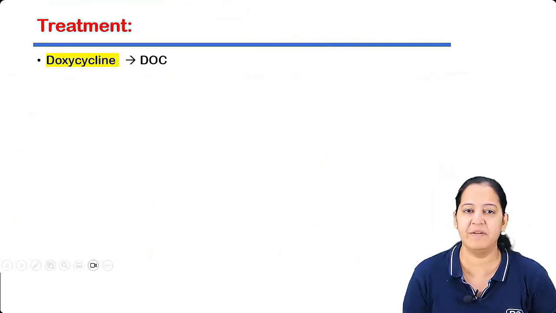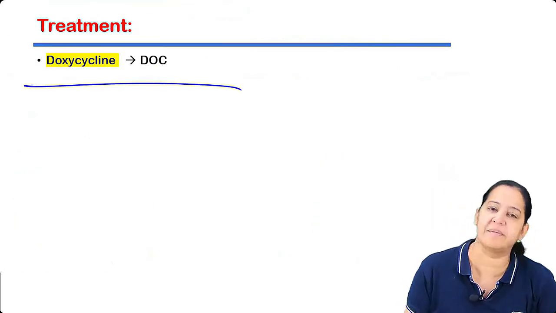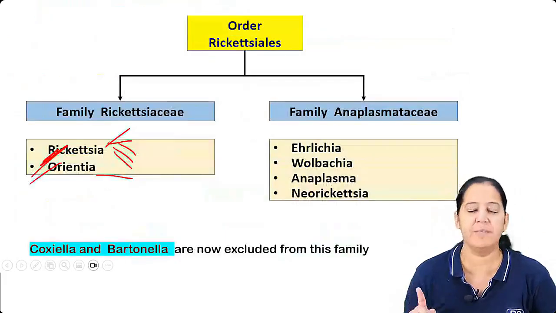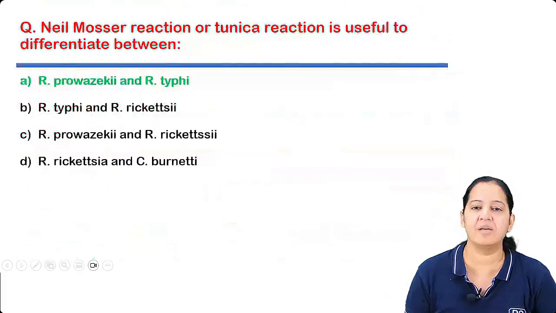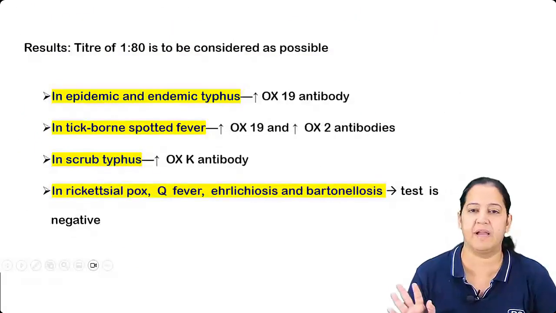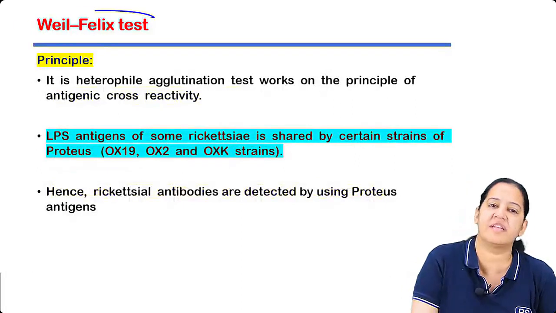Shall I make the table for you? Treatment for all of them is doxycycline. I will write this also in the table. Okay? Last thing I will tell you is the Weil-Felix test. Let me tell you, then we make the table.